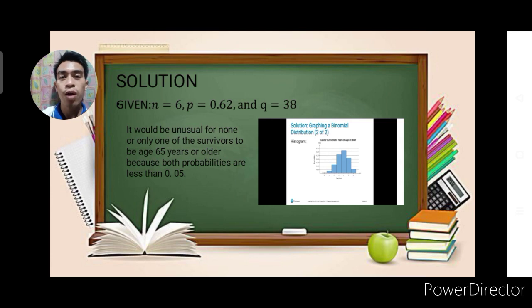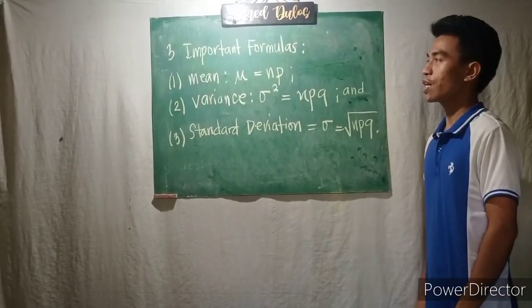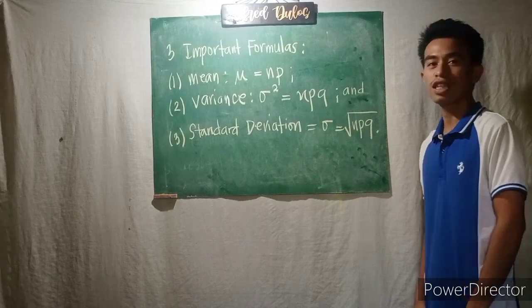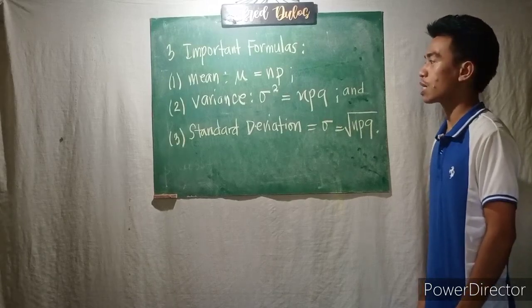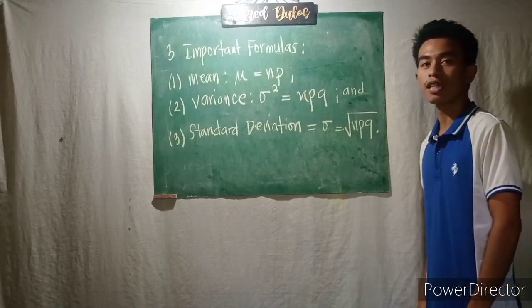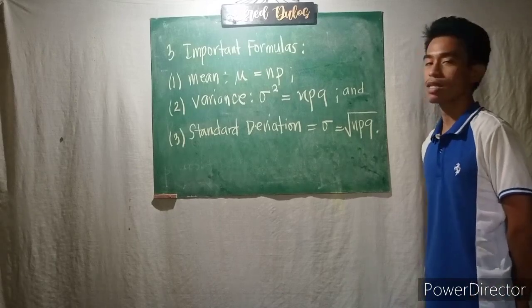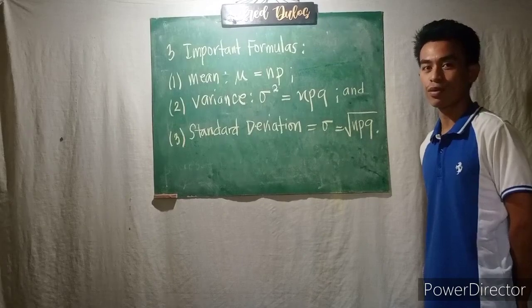Okay, so we have here our histogram, and based on our histogram, it would be unusual for none or only one of the survivors to be aged 65 years or older because both probabilities are less than 0.05. 3 important formulas. Mean, denoted by mu, is equal to np. Number 2, variance, denoted by sigma squared, is equal to npq. And number 3, standard deviation, denoted by sigma, is equal to the square root of npq.